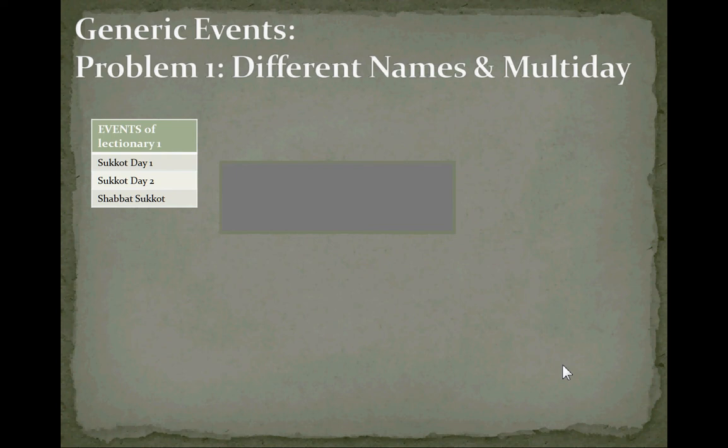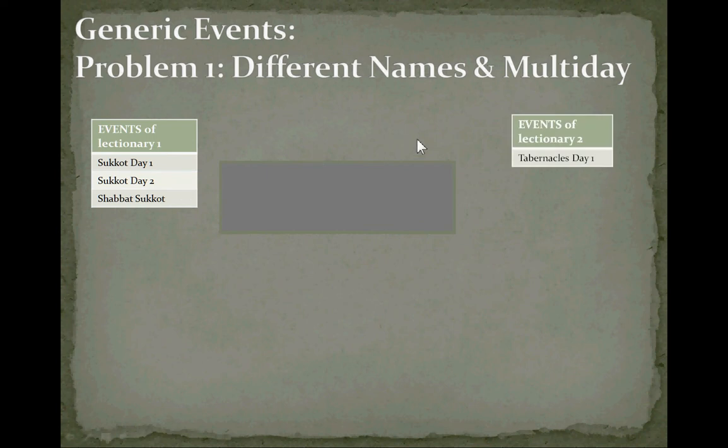Now let me explain another feature of the database structure for those who want to get into it. That's the generic events. So imagine that you have a list of events in Lectionary 1. Let's say Sukkot, first day of Sukkot, second day of Sukkot, and Shabbat of Sukkot.